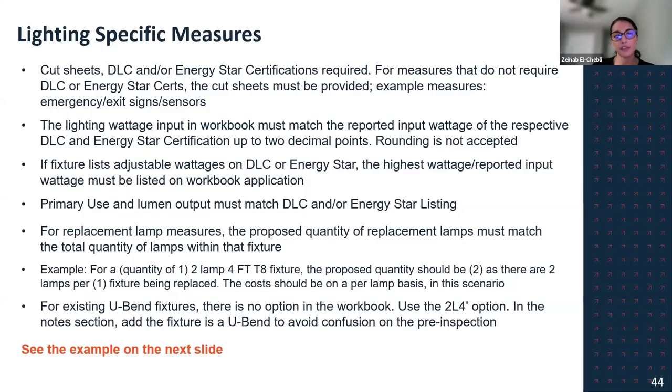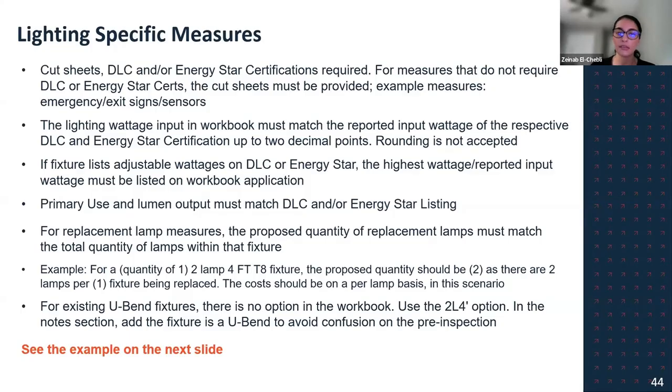For replacement lamp measures, the proposed quantity in the workbook is to the left. The existing quantity is to the right. The existing quantity in the workbook is listed per fixture, where the proposed is per lamp, and it will have to be multiplied. For example, if you have a 2-lamp 4-foot T8 fixture, your proposed quantity should be 2, because if you are listing 1 replacement, you would multiply 1 by the 2-lamp fixture, and it would be 2 proposed lamps. If you have any questions when it comes to replacement lamps, please let us know.